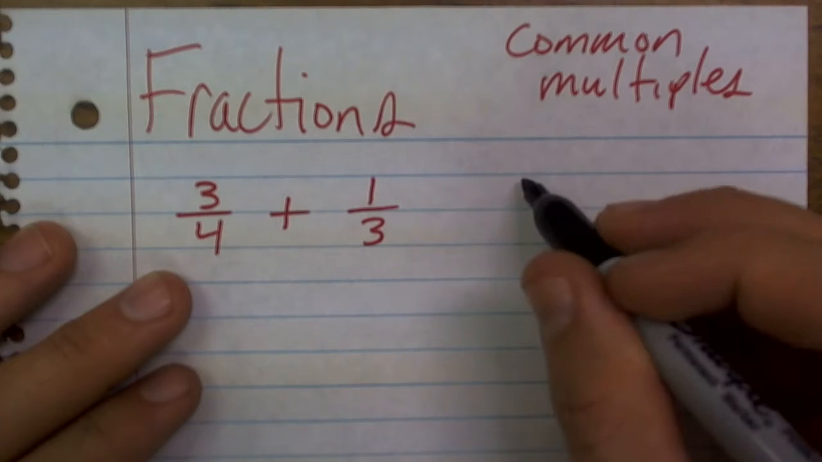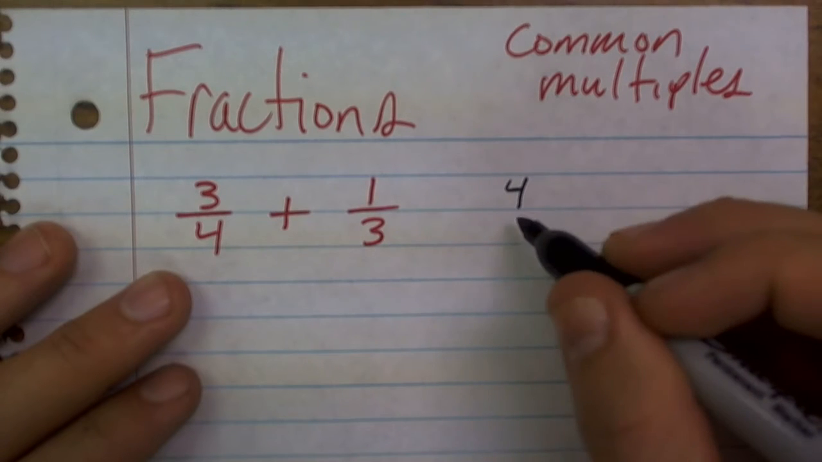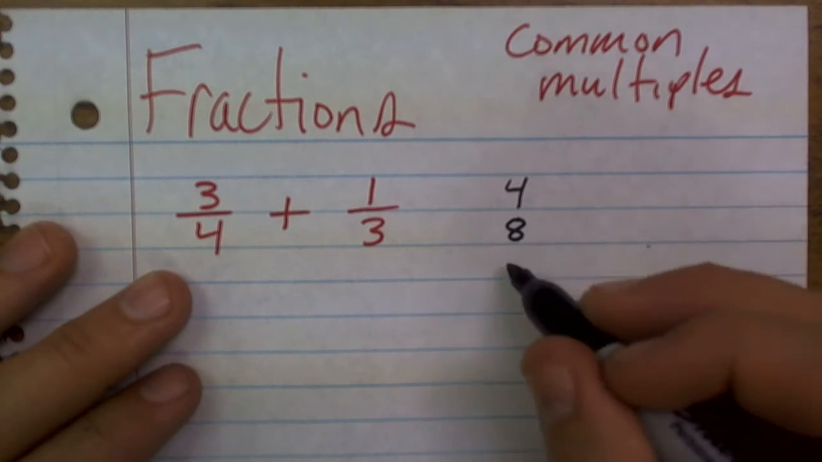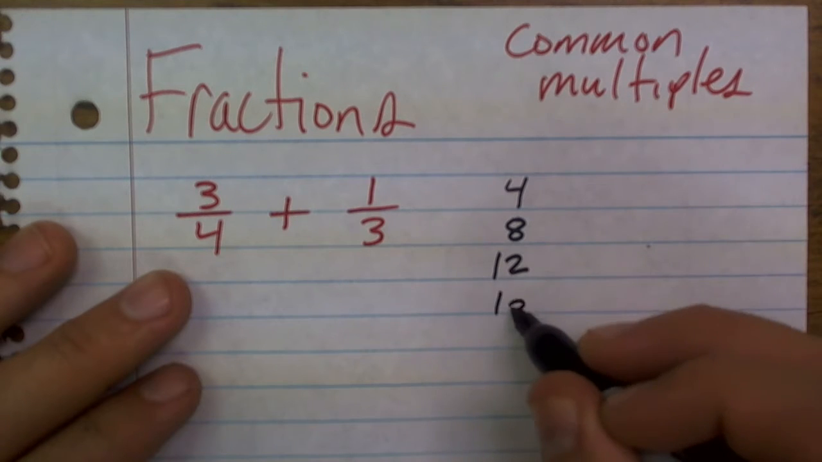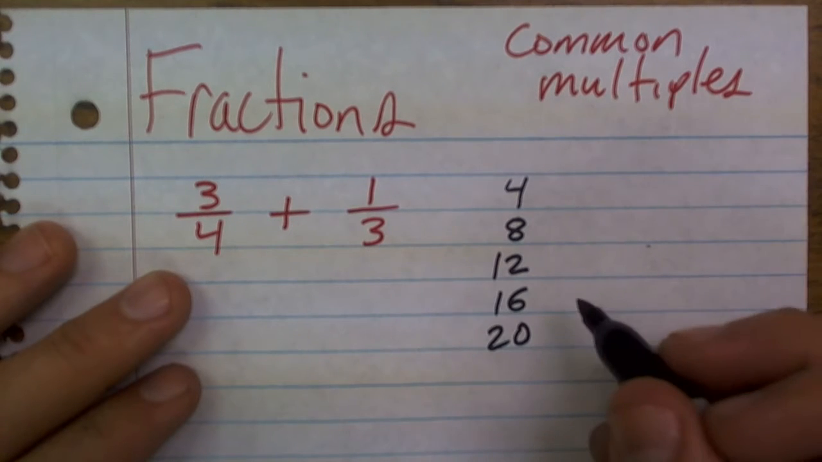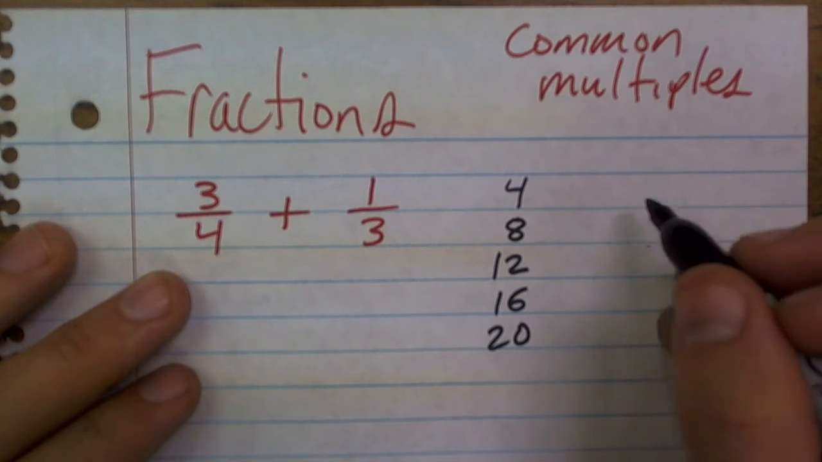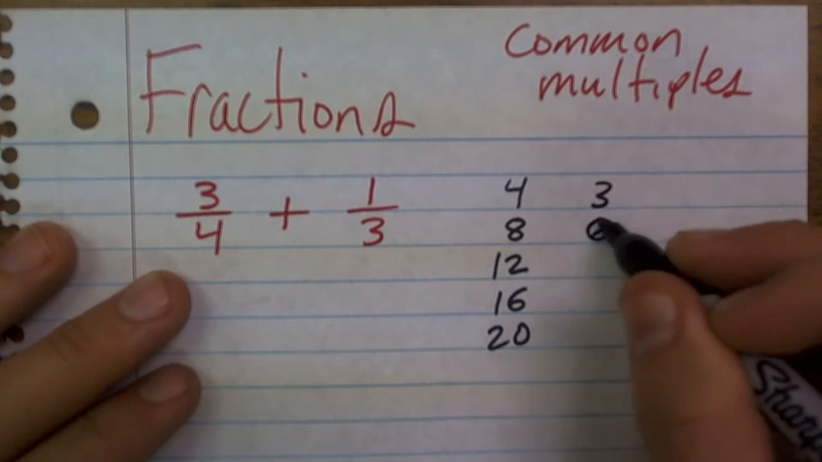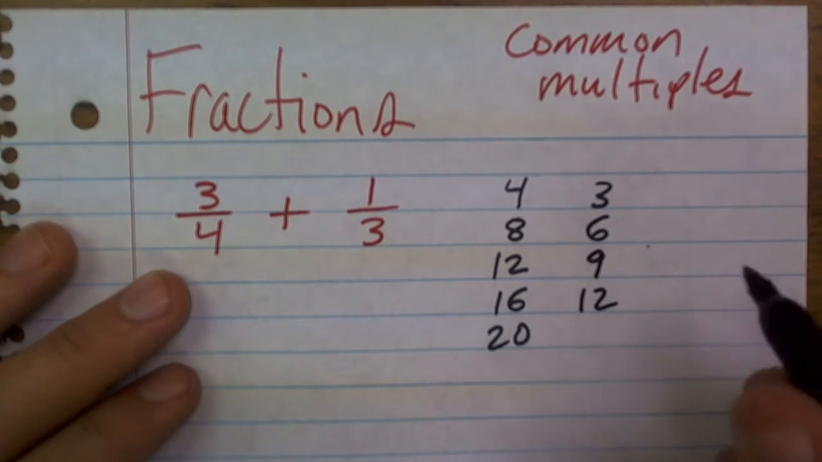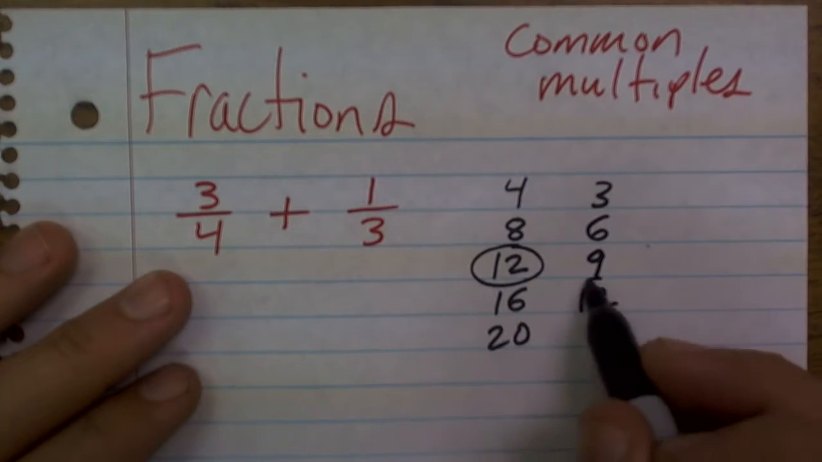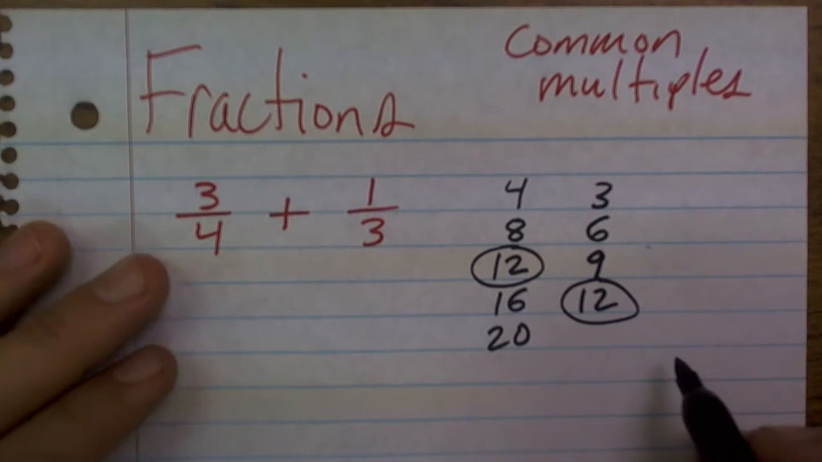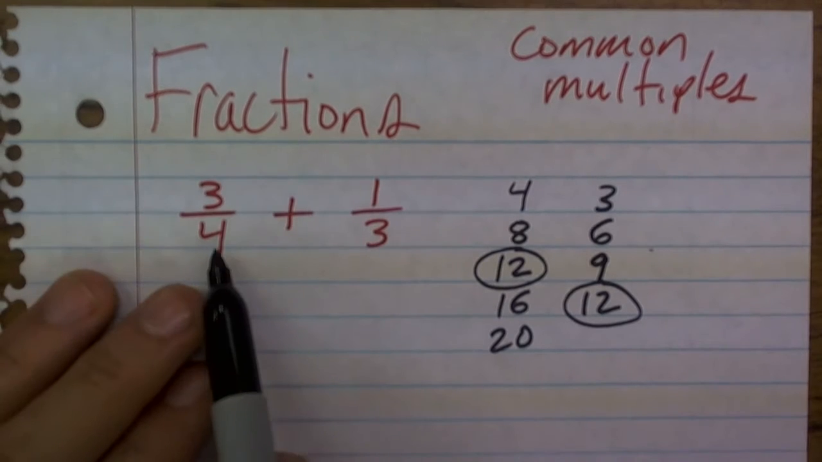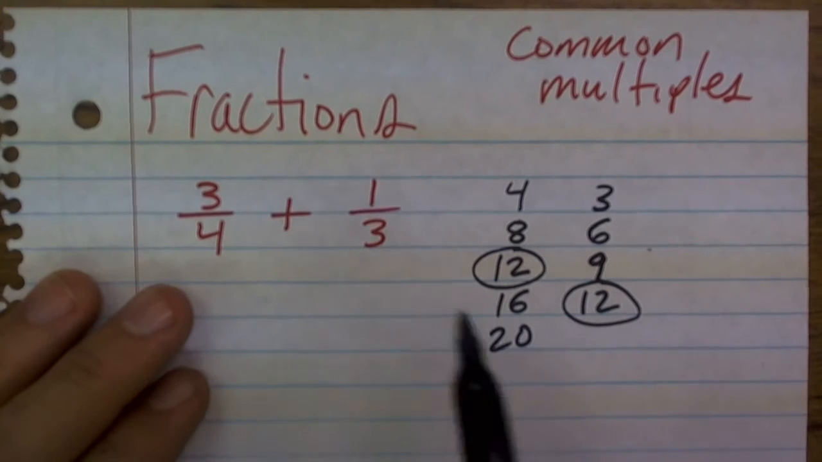So if I was going to start with 4, well, 4 times 1 is 4, 4 times 2 is 8, 4 times 3 is 12, 4 times 4 is 16, and 4 times 5 is 20. Then if I list the multiples of 3, I get 3, 6, 9, 12, and I'll stop right there. As you can see, they share a common multiple, 12. So that means 4 and 3 both go into my multiple 12.